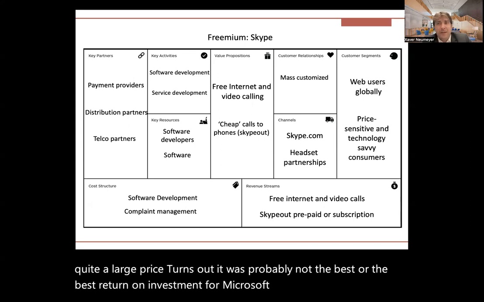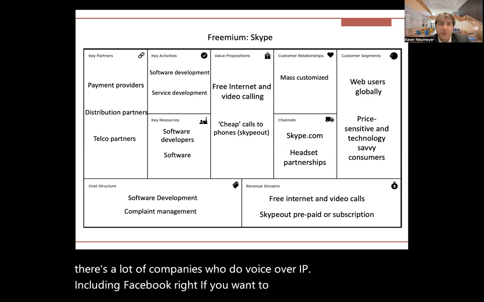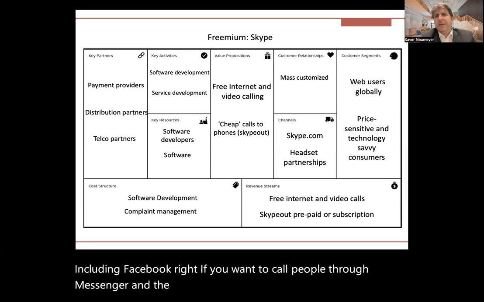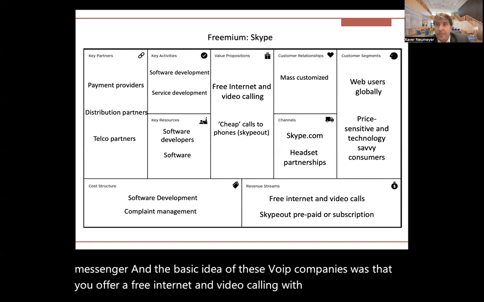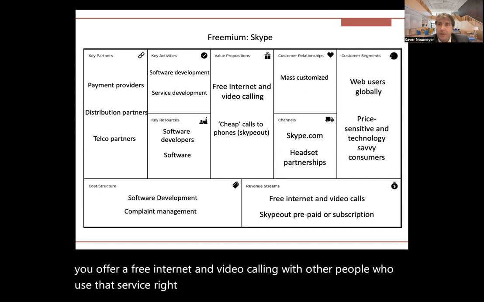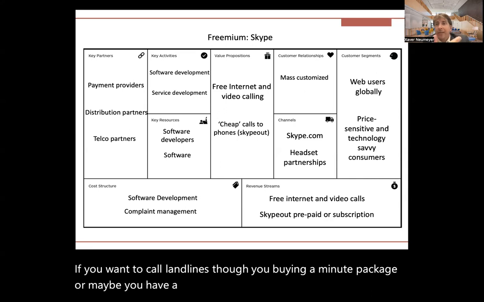And you've seen that there's a lot of companies who do voice over IP, including Facebook, right? If you want to call people through Messenger. The basic idea of any of these VoIP companies was that you offer free internet voice and video calling with other people who use that service. So Skype users are calling each other for free. If you want to call landlines, though, you buy a minute package, or maybe you have a subscription. And that's typically how VoIP companies monetize.